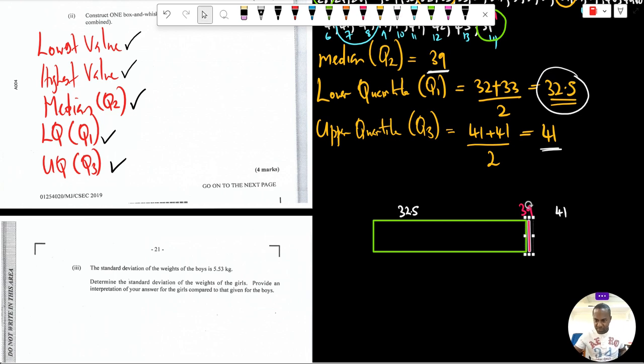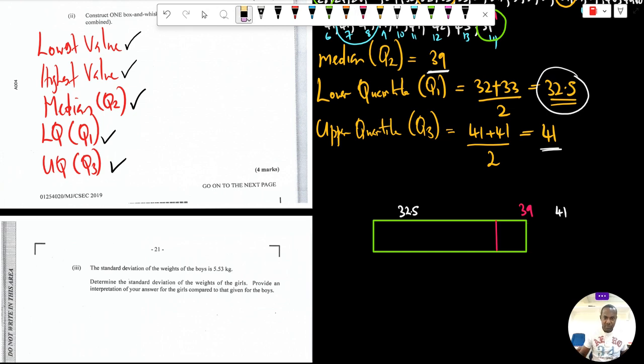Right, so let me just move this down. Right, let me just fix that. So this value here, lower quartile is 32.5, upper quartile is 41. This is the median, which of course is 39. All right, so that is our box.